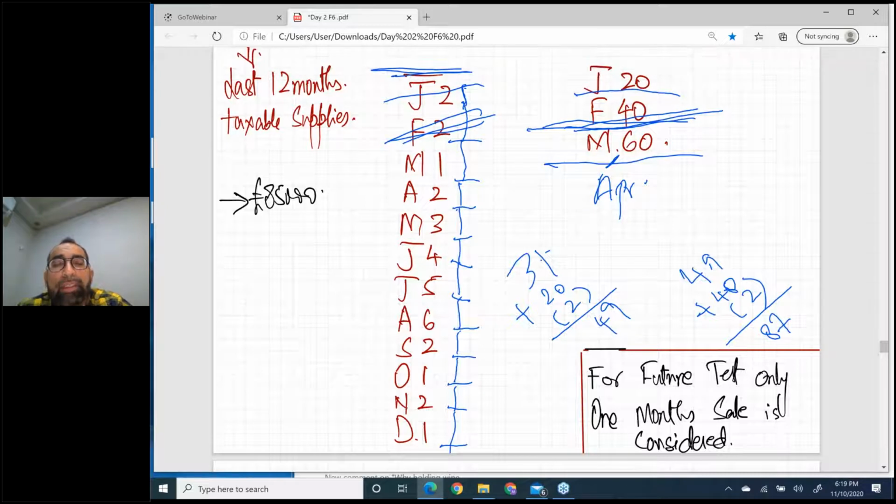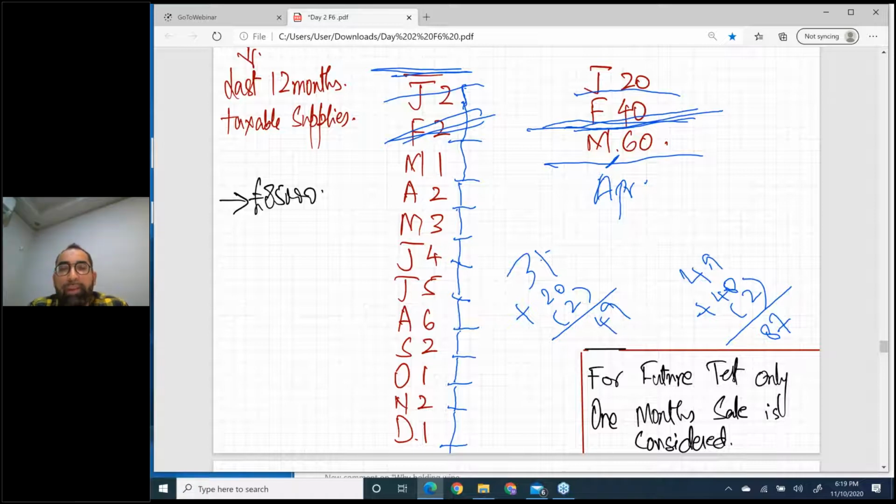Okay, I repeat my words. At the end of Feb, the trader realized that his last 12 months' taxable supplies crossed 85,000. Now what does he have to do? He has 1 month from the end of Feb to apply for registration. That means he has to apply before 31st March, and the tax department will make him an active registered guy from 1st of April. So this is basically the historic test.